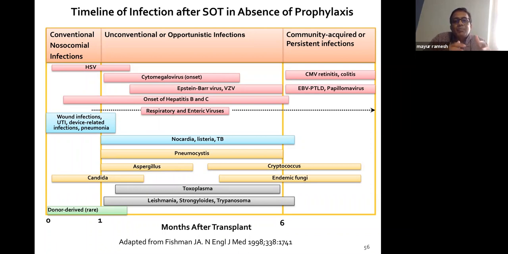Then beyond a month or so is where the T cell deficit kicks in significantly, and that's where you're looking at intracellular pathogens. What about viruses? It could be HSV, VZV, CMV, EBV, or hepatitis B and C reactivation. But other viruses, such as respiratory or enteric viruses like influenza, parainfluenza, adeno, or RSV, happen during the season throughout the year.